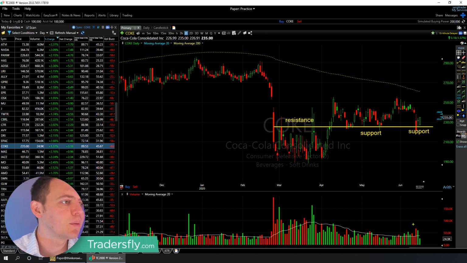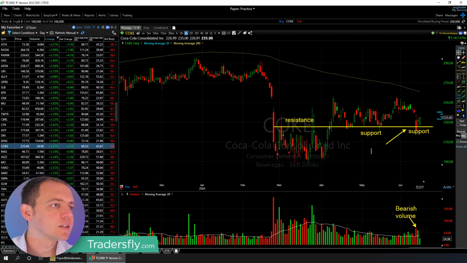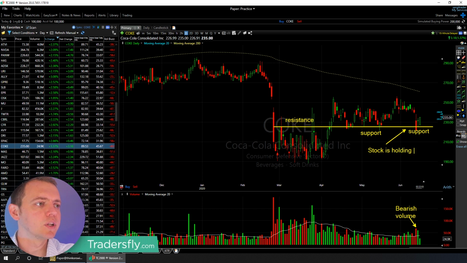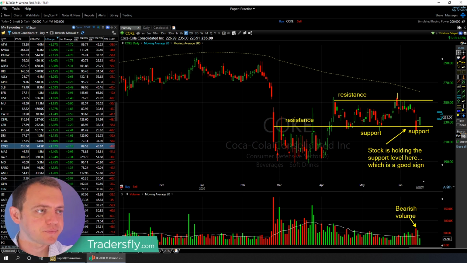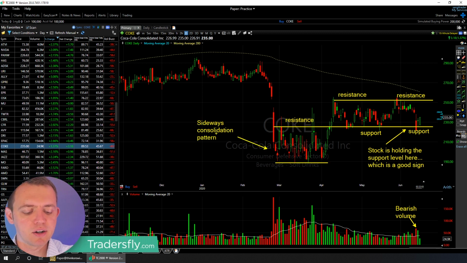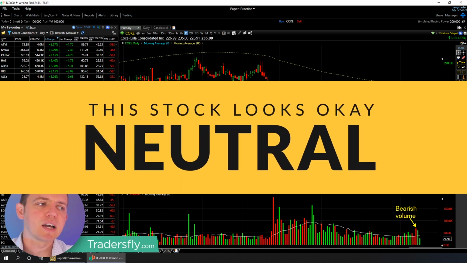The one key problem I do see is there's a little bit of bearish volume right there that was coming in, but the stock is holding the support level here, which is a good sign. But if we break below it, that could be a problem. So here is our previous resistance, and there's our resistance. So you can see we had this sideways consolidation pattern. I'm neutral on this stock just because we're getting some sideways action.